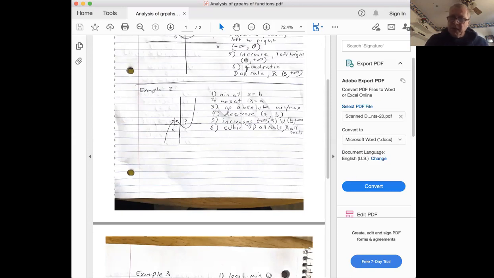Notice when I talk about the minimum and maximum, I'm talking about the x value. If I want to know what the value of that is, then I figure that out later.